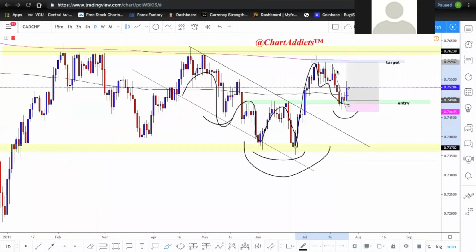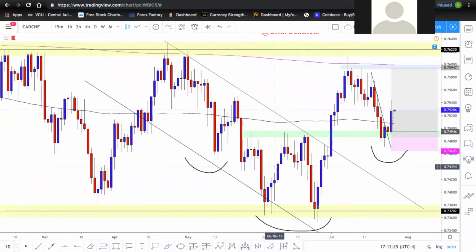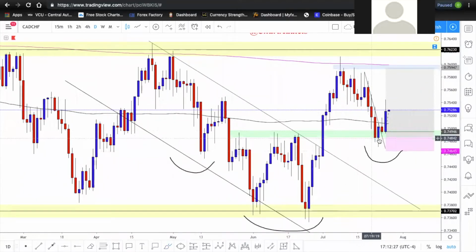So essentially, let me go ahead and clear this up for you guys. Essentially, we had that strong impulse. We're looking for this correction. You guys can see at this green zone.